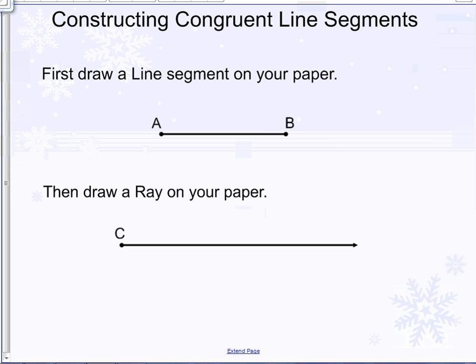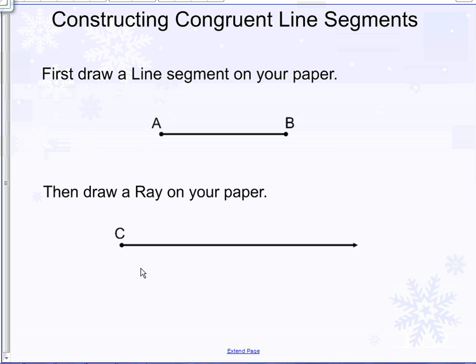All right. So the first thing we're going to be talking about is constructing congruent line segments. When you're talking about congruent line segments, you're talking about line segments that are equal. So first, you just have a line. Okay, so here we have segment AB.